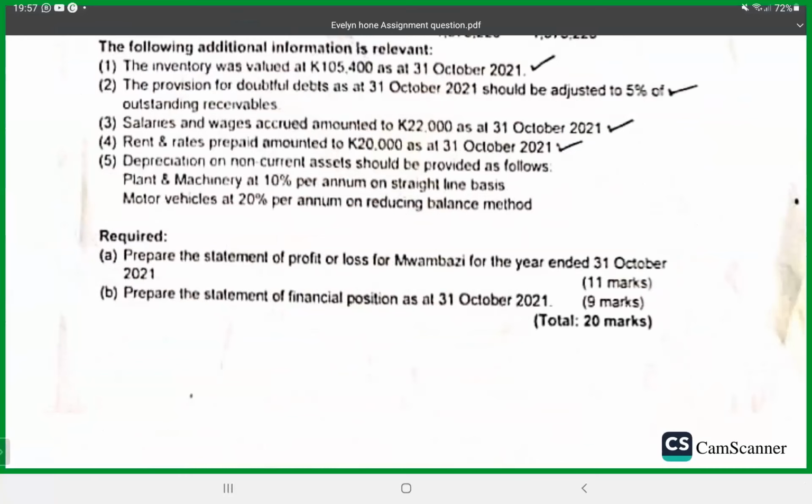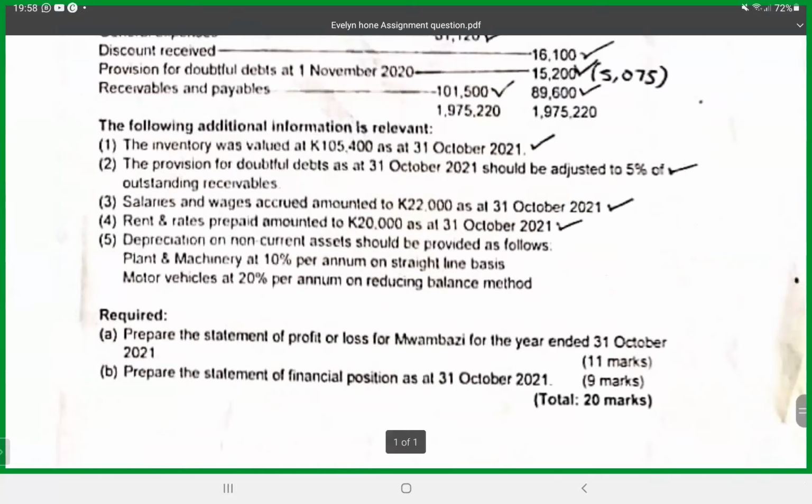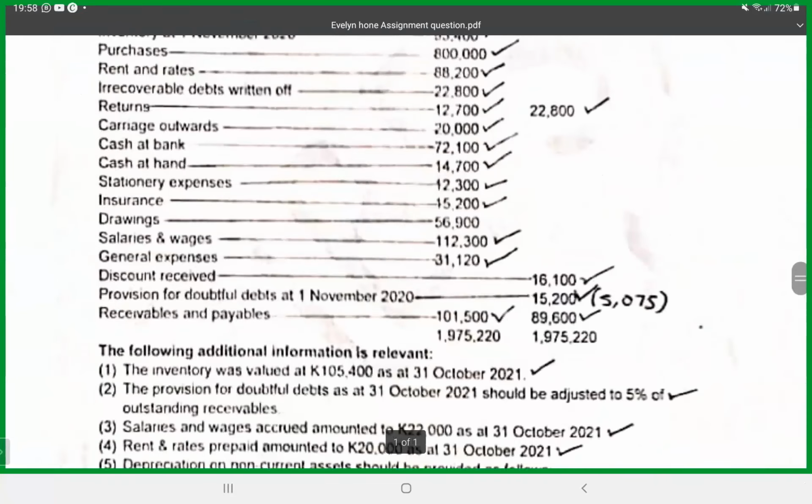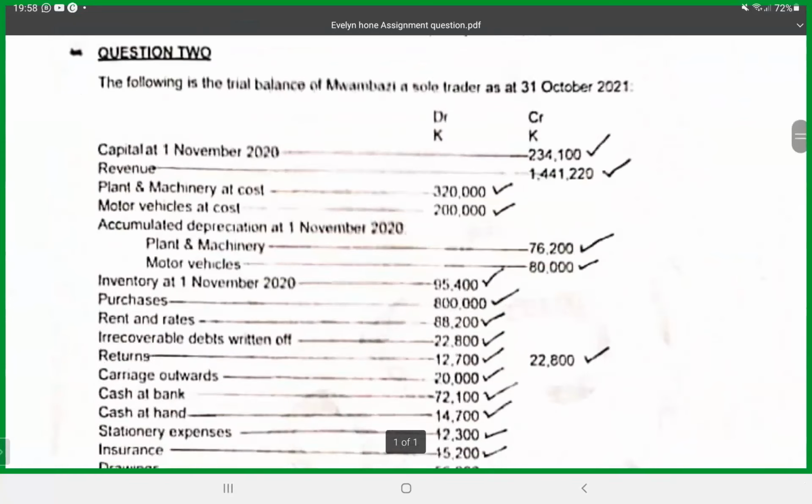They are saying, in adjustment number 5, that depreciation on non-current assets should be provided as follows. For plant and machinery, it should be 10% per annum on a straight line basis. When they say it is on a straight line basis, you just multiply the percentage given times the cost of the asset. The cost for plant and machinery, number 3 from the top, is 320,000. So do 10% of that. That will be our depreciation.